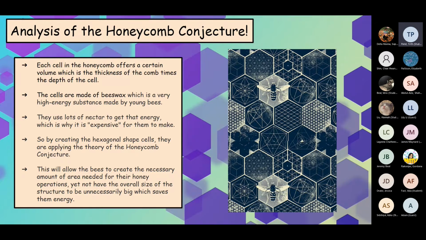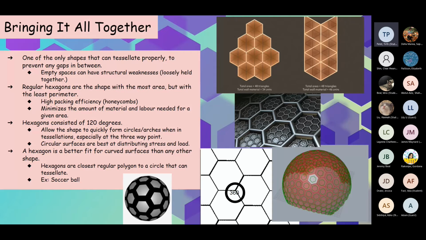Okay, so basically overall, I'll just re-summarize this: the honeycomb uses hexagonal shapes because it's more compact and takes less perimeter, so it's less expensive, in quotations, for the bees to make. So it allows them to keep their resources and use them efficiently. So now we can bring it all together and see why hexagons are amazing.